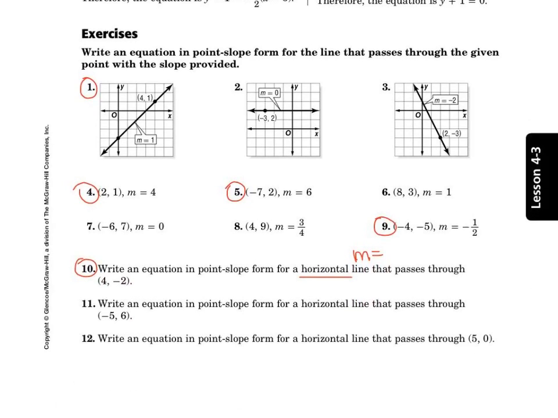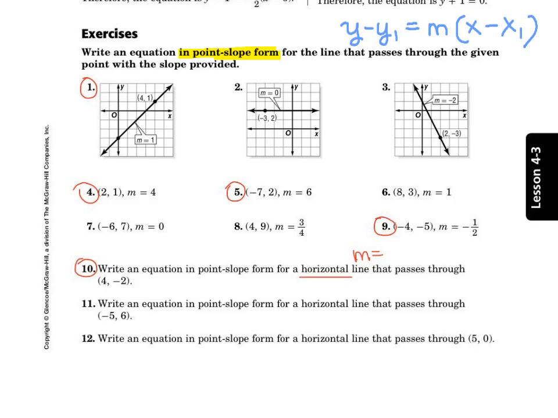Let's read the directions. Write an equation in point-slope form for the line that passes through the given point with the slope provided. Okay, let's recall what that means. Point-slope form looks like this. Y minus y1 equals m times x minus x1. Okay? So you're going to want to write these following equations in that form. Number 1, 4, 5, and 9.